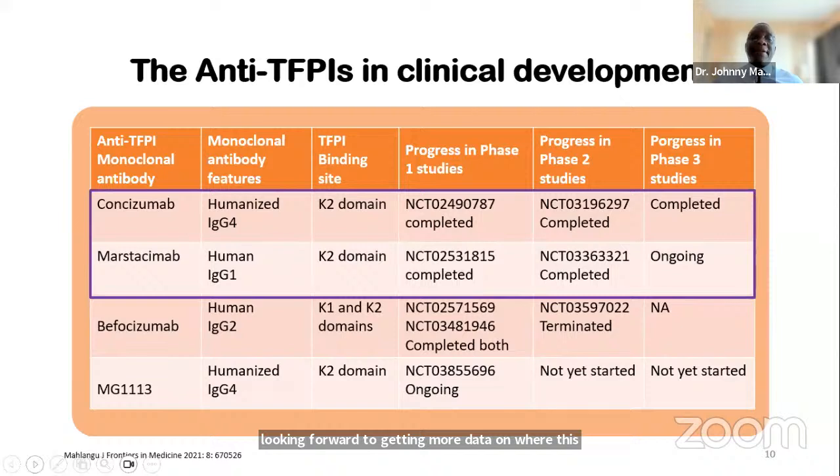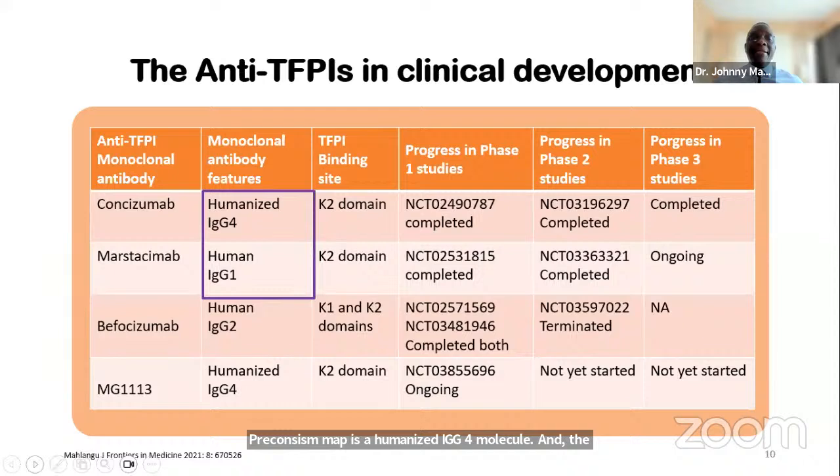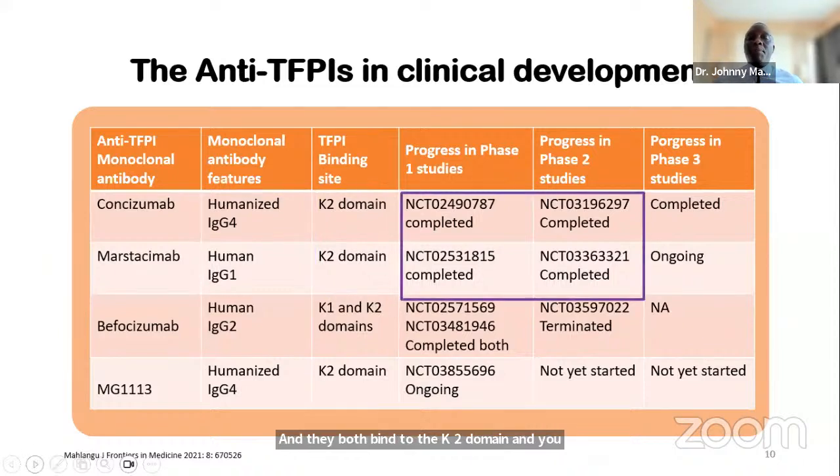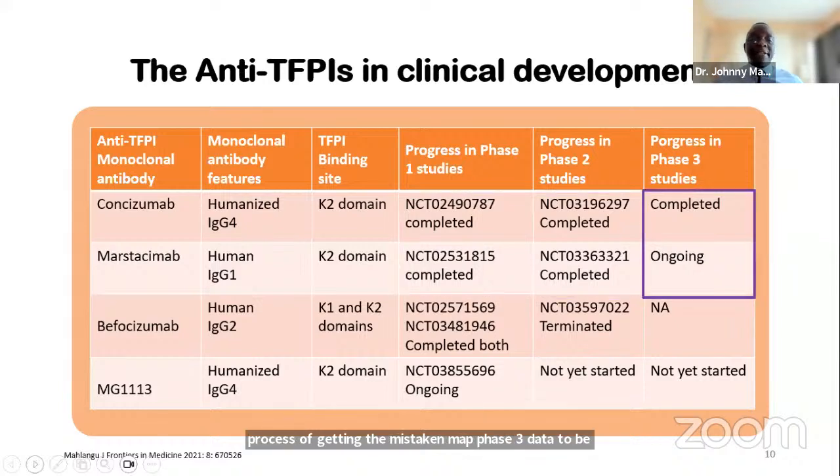The ones that have quite successfully gone beyond phase 1 and phase 2, and certainly gone into phase 3, are concizumab and mestacimab. Concizumab is a humanized IgG4 molecule, and mestacimab is a human IgG1 molecule. They both bind to the K2 domain, and they've both completed phase 1 and phase 2 studies, and we do have published data from concizumab, and we are in the process of getting the mestacimab phase 3 data to be published very soon.